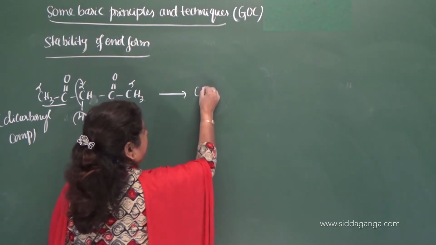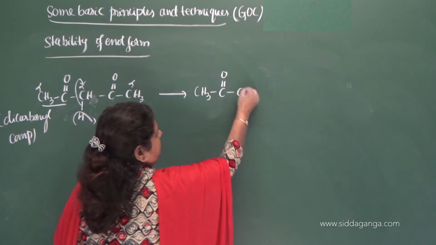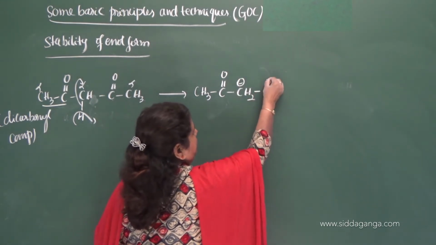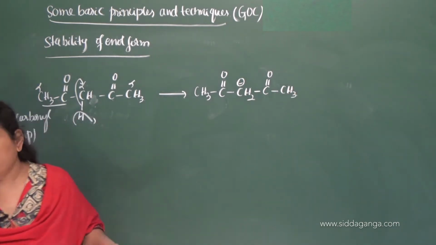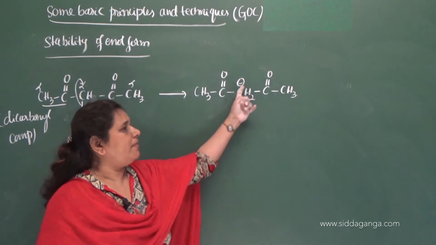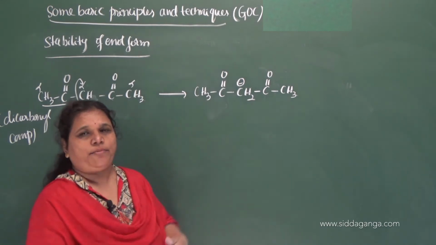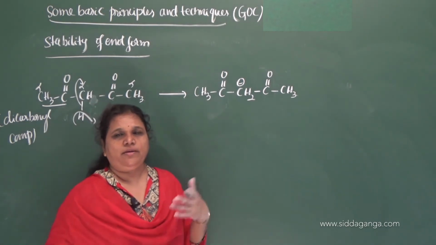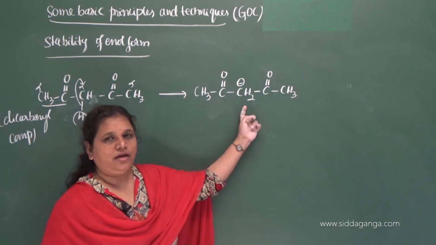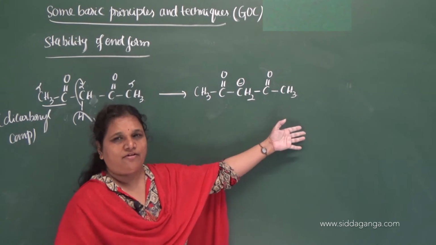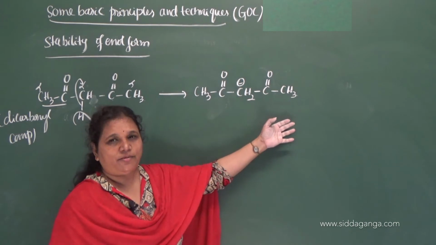What do you get? CH3 C double bond O, CH2 minus C double bond O, CH3. What you get is an anion. Anion means carbon containing negative charge. If it is stable, definitely the product becomes stable and whereby the percentage of enol form increases. If this anion becomes stable, then what is the product? Enol form. The enol form stability also increases, and the percentage of enol form also increases.